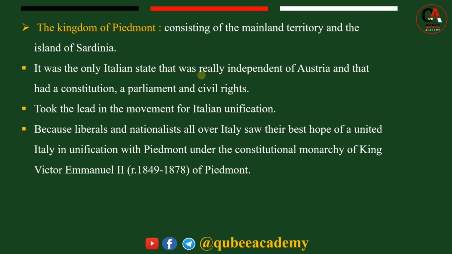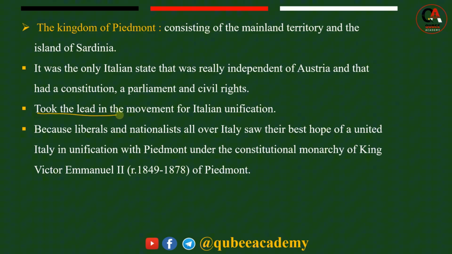So before the unification of Italy, Italy was divided into different petty or small states, around 8 states. Among these, the one free from the influence of Austria was Piedmont Sardinia, or the Kingdom of Piedmont, which consists of the important states Sardinia and Piedmont. So Piedmont Sardinia took the lead in the movement for Italian unification because it was an independent state.